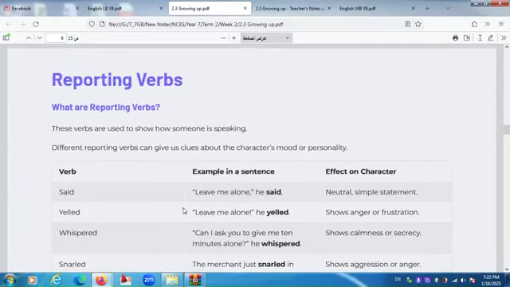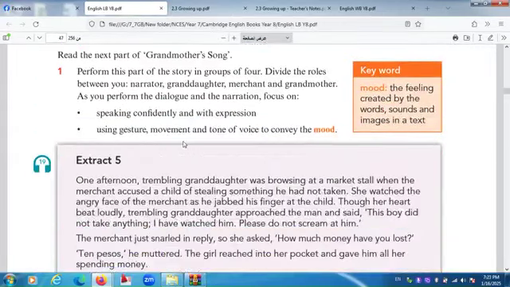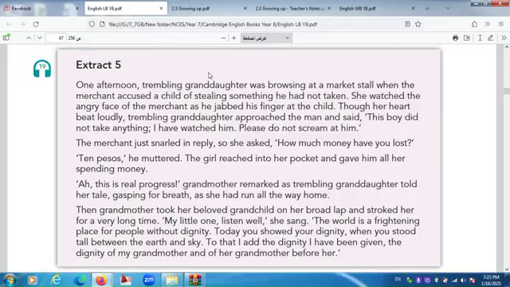Before starting with the reporting verbs, let's read with each other. Okay? Extract 5. And then let's listen to extract 6. And let's see how the granddaughter today is performing, and let's see what the comment from the side of the grandmother is.